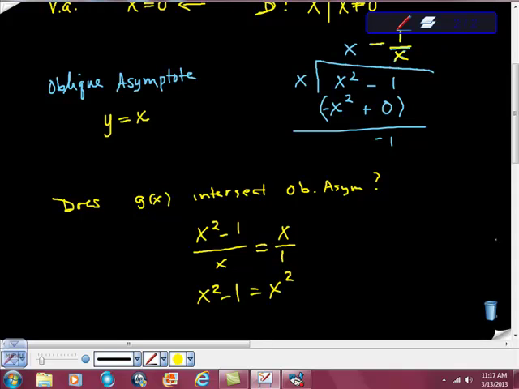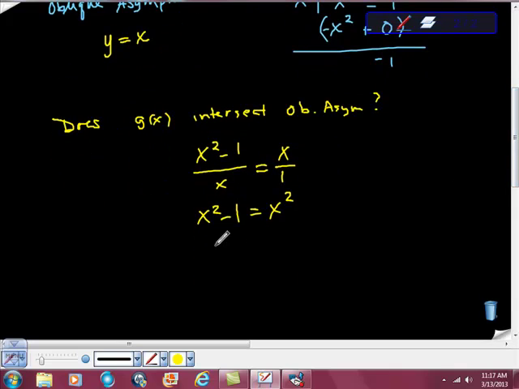Well, that's not true, is it? If we did some simple algebra and added negative x squared to both sides, we would get negative 1 equals 0. No. So they don't intersect. There's no intersection between these two.